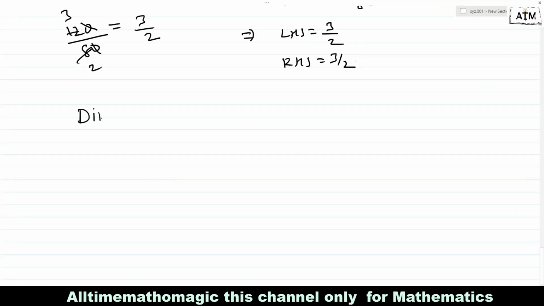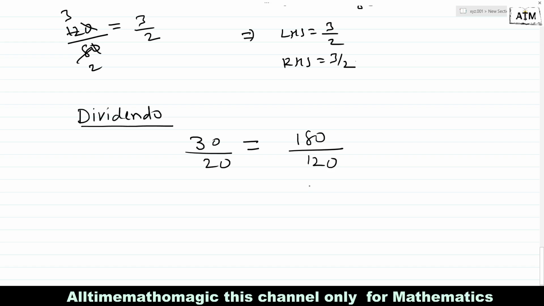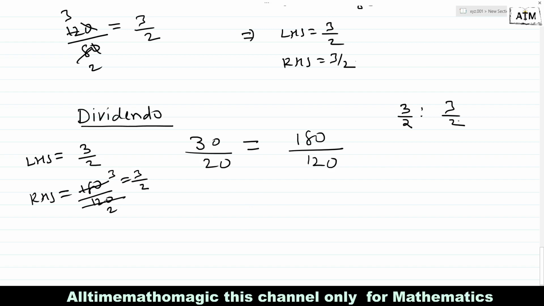Now let's consider dividendo. Suppose I am having 30 upon 20 equals 180 upon 120. So let us check LHS. What is the ratio of LHS? 3 by 2. And what is RHS? RHS is 180 upon 120. 6 2s are 12, 6 3s are 18. So LHS and RHS are the same. They are equal, 3 by 2 is to 3 by 2. They are in proportion.